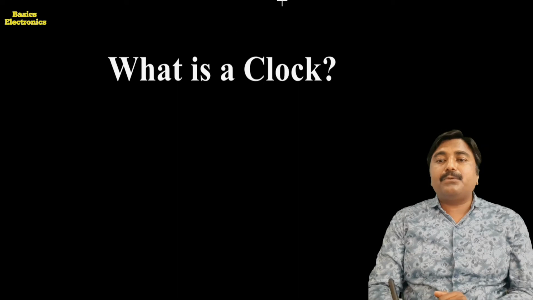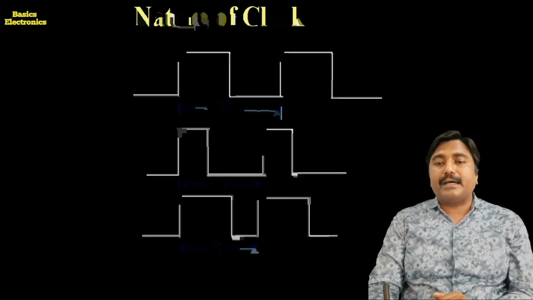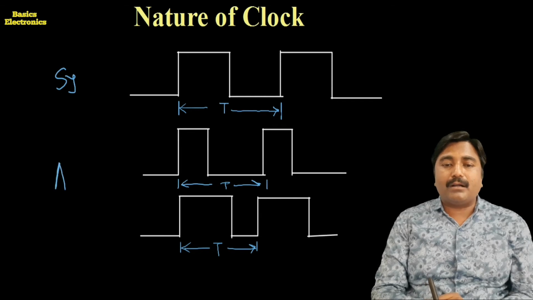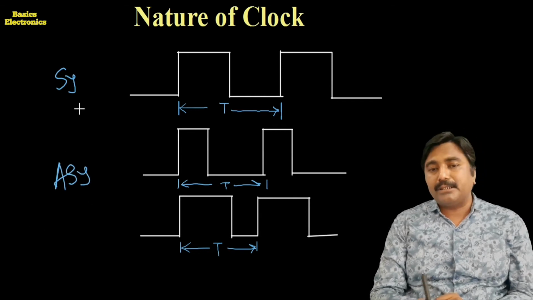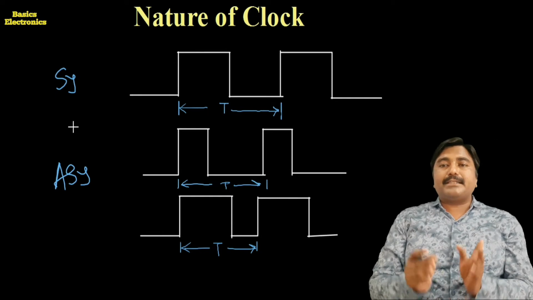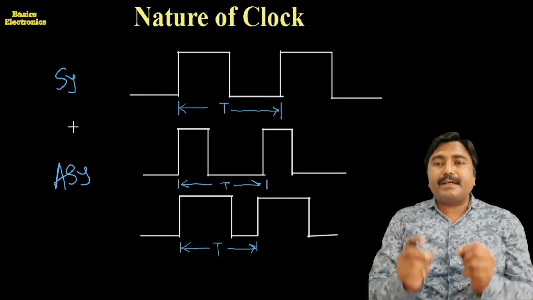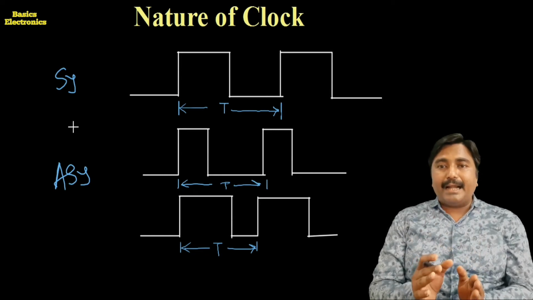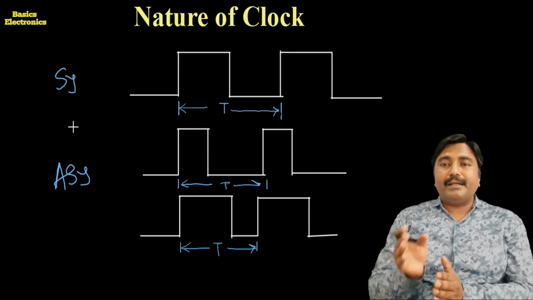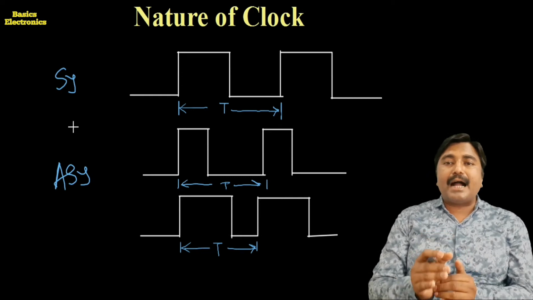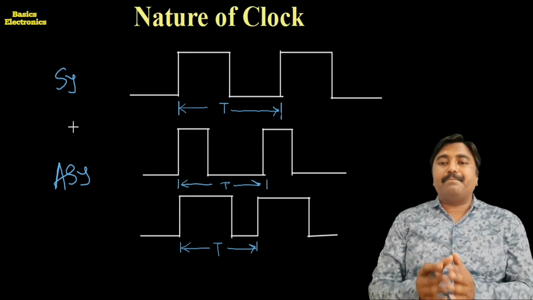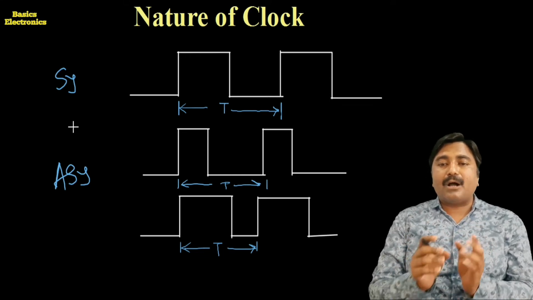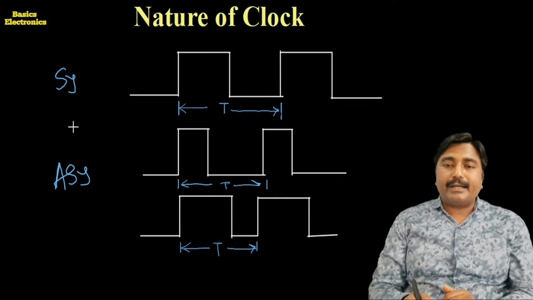So there are two main types of clocks: the symmetrical clock pulse, and the second one we call the asymmetrical clock pulse. A symmetrical clock is that clock in which the on time and the off time, or in other words the high time and the low time, are both the same. Equal time periods, high time period and low time period.